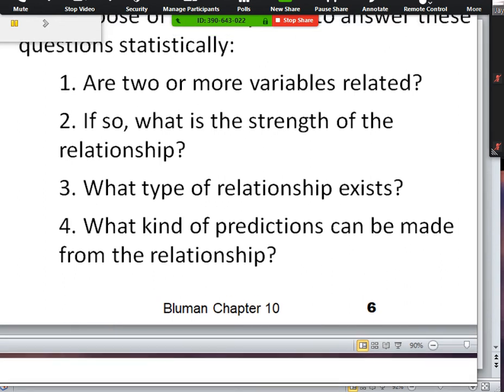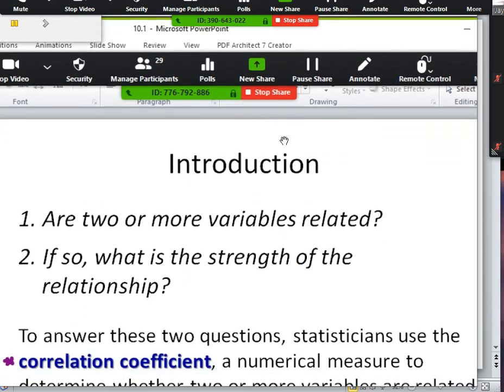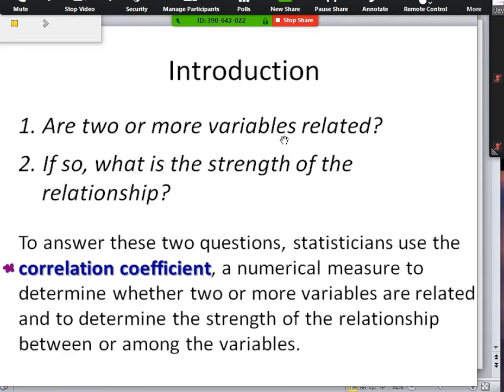Are two or more variables related? What is the strength of the relationship? To answer these questions, the researchers use the correlation coefficient, a numerical measure to determine whether two or more variables are related and to determine the strength of the relationship between or among those variables. Perfect. So correlation coefficient is what we're using for this. You guys will learn about that in just a few minutes.